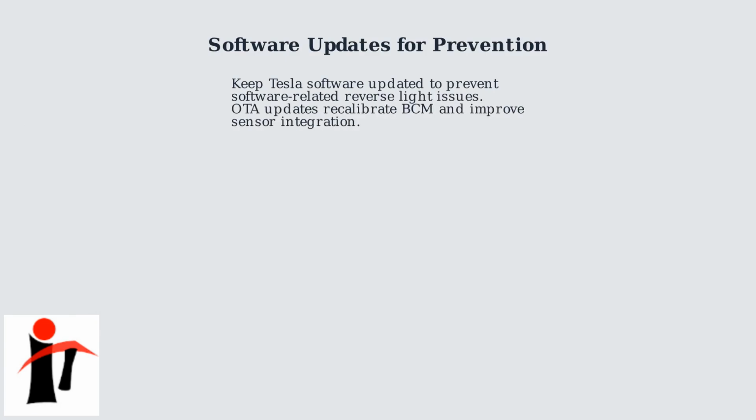Preventative maintenance is key to avoiding Tesla Model 3 reverse light issues. Start by keeping your vehicle's software updated. Tesla regularly releases over-the-air updates that address software glitches in the body control module and sensor integration. These updates, like versions 2024.45 and 2025.12, can prevent reverse light failures by recalibrating systems and improving diagnostics.